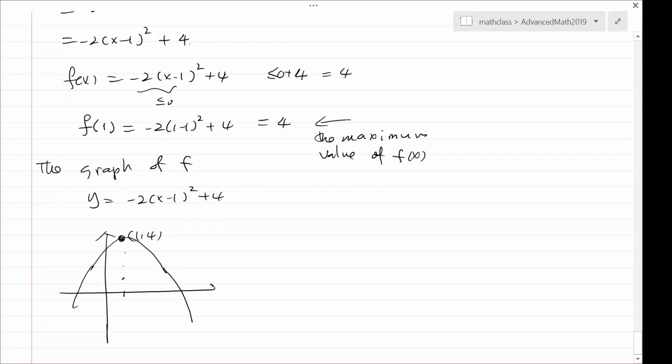Okay, it's a vertex. So you can see that, right? This is the arbitrary point, x and y, and the y is determined by this expression. It's always less than 4. So that point on the parabola is always below that vertex.